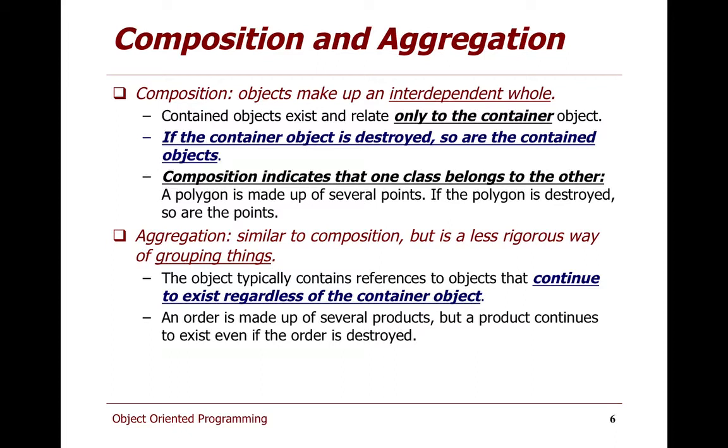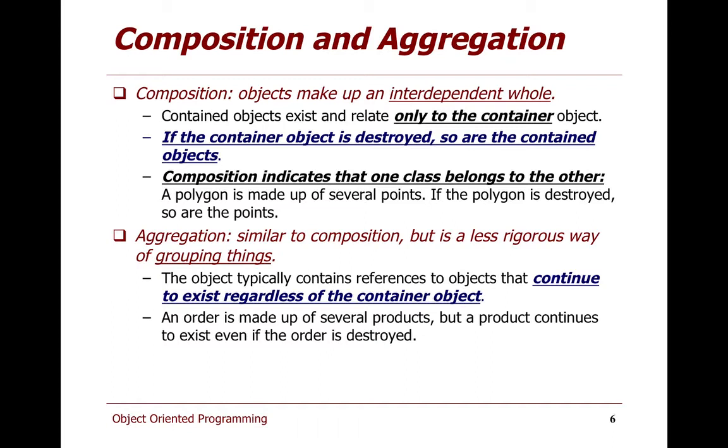So composition, in this case, indicates that one class actually belongs to the other. That doesn't mean it can never have an existence outside of each other. It means that when it's used in this context, when the container dies, the contained object is going to be destroyed with it. For example, a polygon is made up of several points. We could use points, though, for example, for something like a square or a line or something like this. However, when used in the context of a polygon, if the polygon is destroyed, the set of points that form it, or that it's composed of, are also going to be destroyed with it. That makes sense.